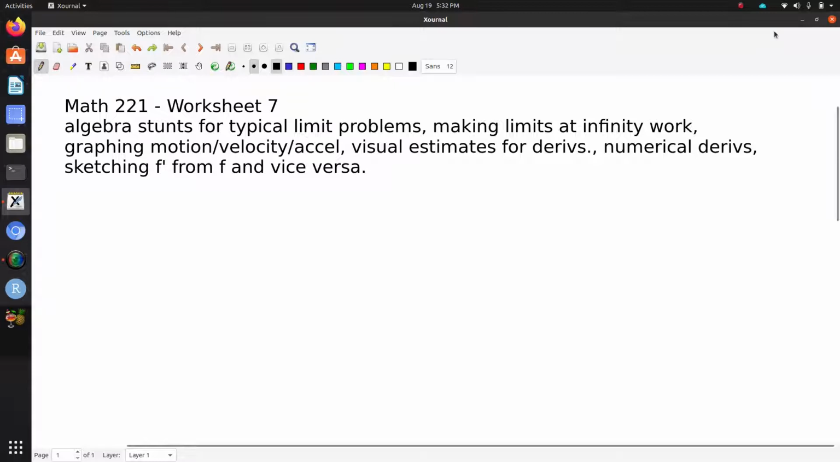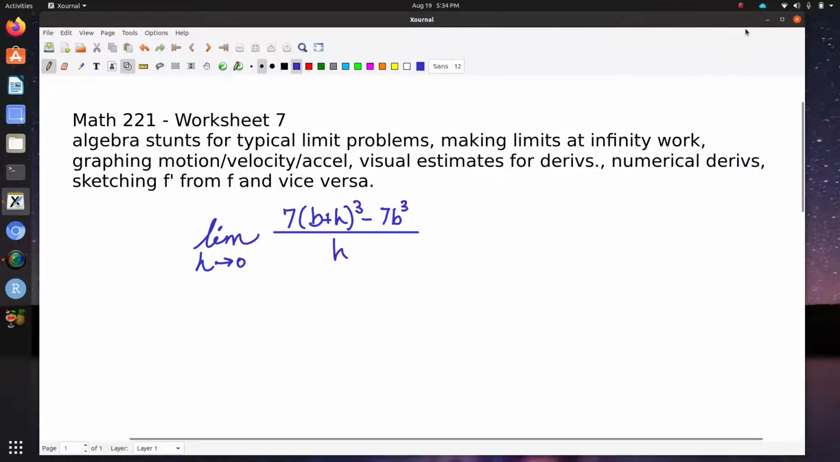Okay, so we're going to start now talking about something in number 2, which is a little bit of algebra stunts for typical limit problems. I'm going to put up a problem, and then we'll talk about how to do it. This has a similar format to some of the things on your worksheet.